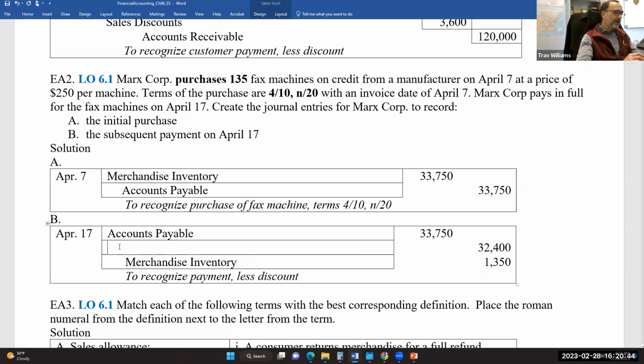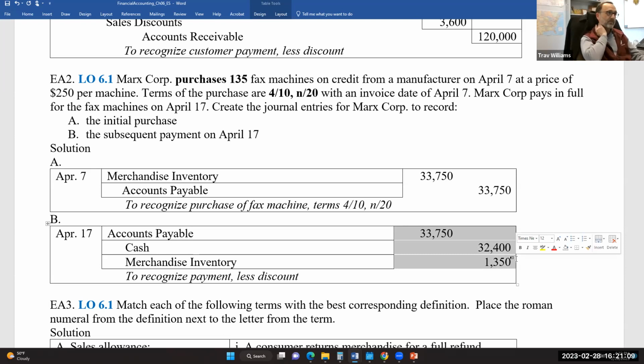So what's remaining is cash, right? That's the amount we actually had to pay. So we paid off our accounts payable of $33,750. We only had to pay $32,400 in cash. The rest was a discount, which reduced the cost of our inventory.